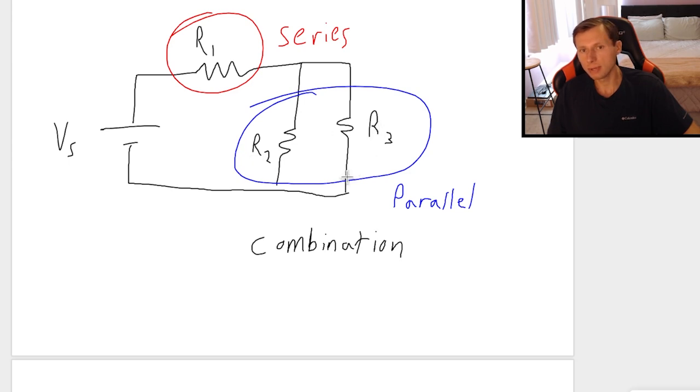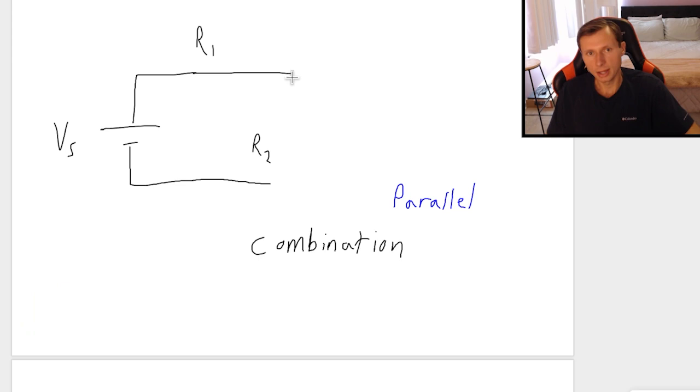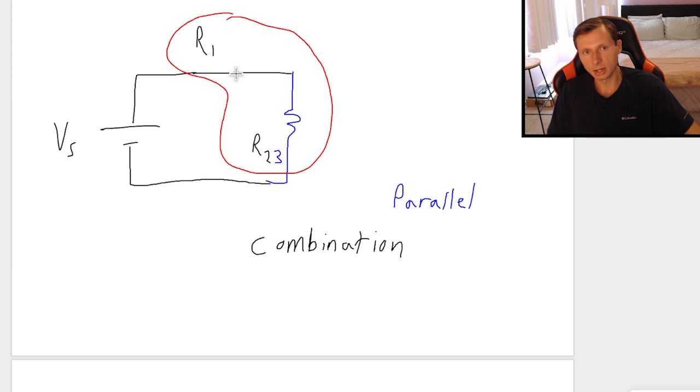R2 and R3 being in parallel first means I would combine them first, and then I would just combine them to form this resistor, which I would probably call R2-3, because I combined resistors 2 and 3. Now R1 and resistor 2-3 are in series with each other. The order matters. Whoops, I accidentally erased R1.